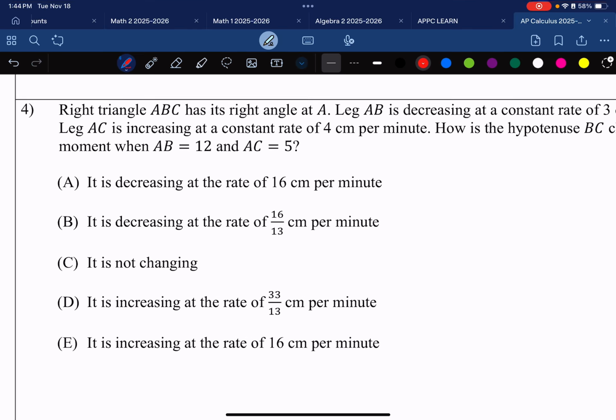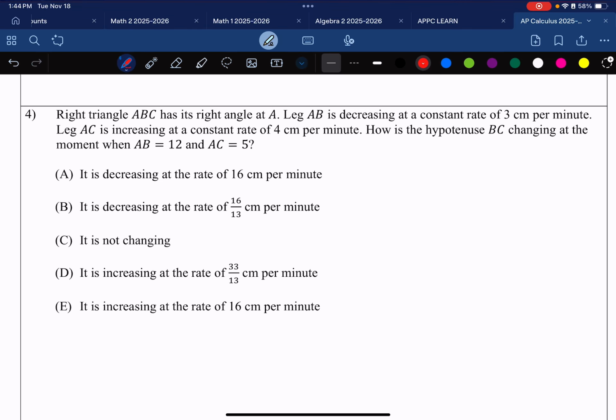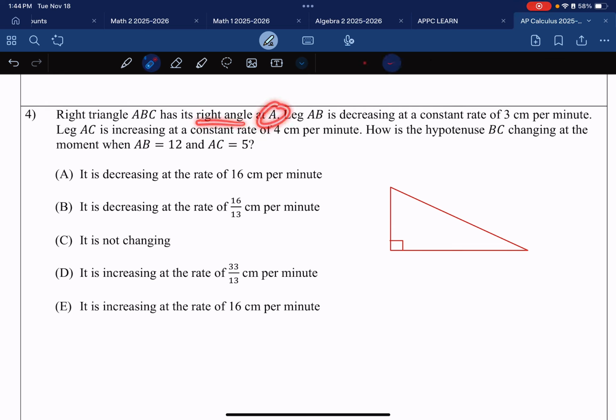Last question, number 4, we've got a right triangle. Let's go ahead and make a diagram. So here's my right triangle, make it nice and neat, ta-da. We'll say it is indeed a right triangle. All right, it tells me that the right angle is A. So there's my right angle, I'm going to call it A. I guess I'm just going to say B and C. I'm just putting those randomly. It's saying leg AB is decreasing.